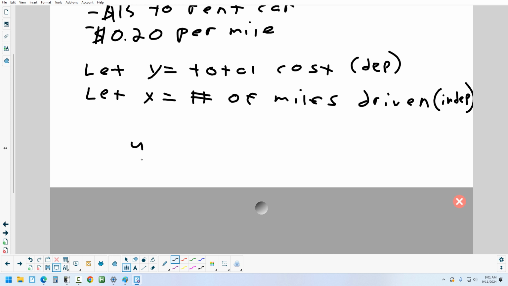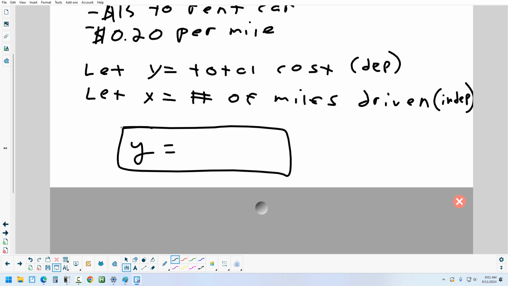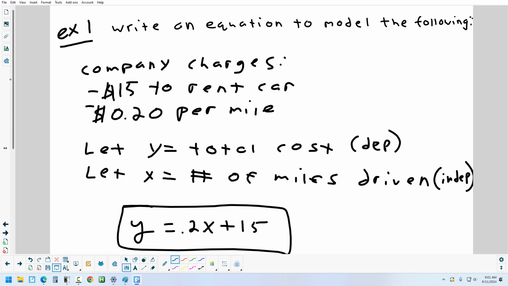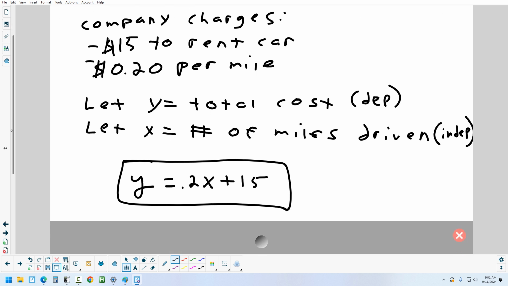Okay, so our formula is going to start out y equals. Does anybody have a guess at what the expression would be on the other side? Yeah? 0.2x plus 15. Yep. Plus 15. You could put 20 cents as 0.2x, that's fine. So that's the equation that represents this situation. Okay, any question on that? Where x is the number of miles and y is the cost.